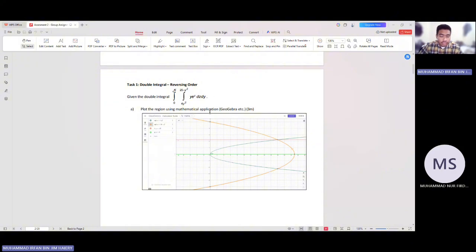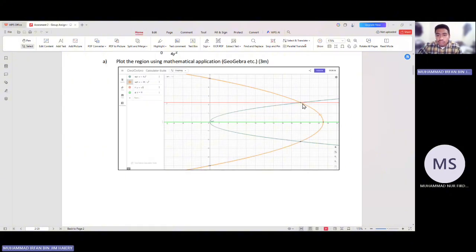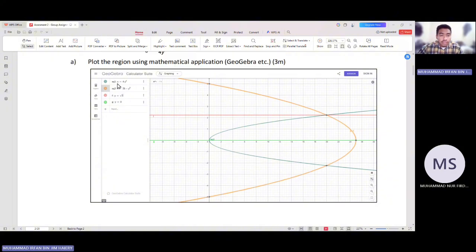My task is double integral, which is the first question. We have dz dy. When we put the equation in GeoGebra, we got this graph, and as we can see, there are intersections 1, 2, 3, and 4. This is the equation that we got, but we assume z as x because in GeoGebra for a 2 dimension graph, we don't have a z axis.